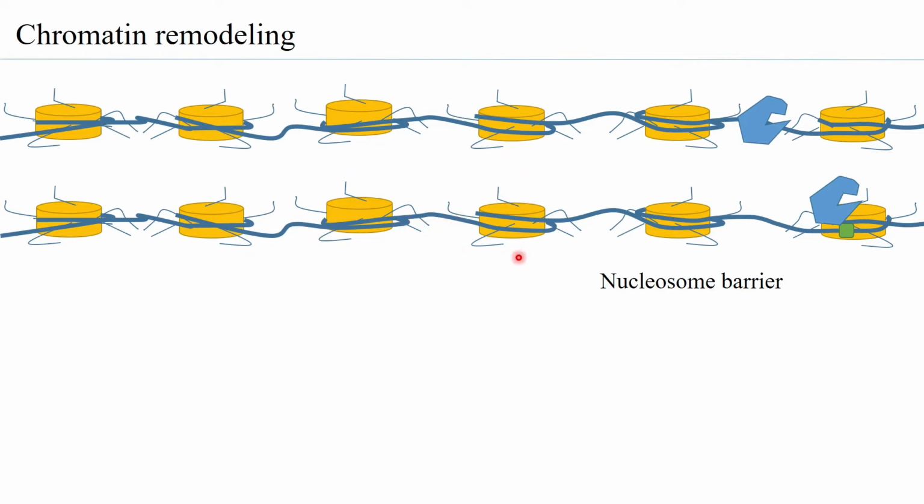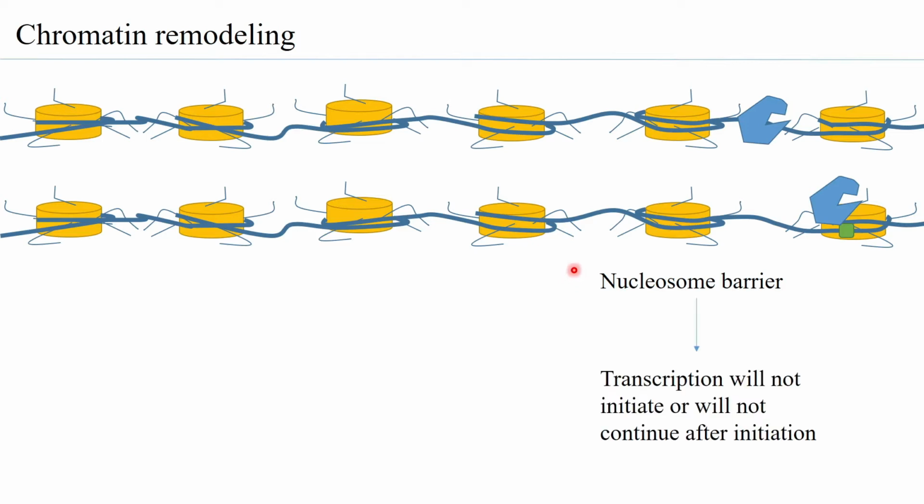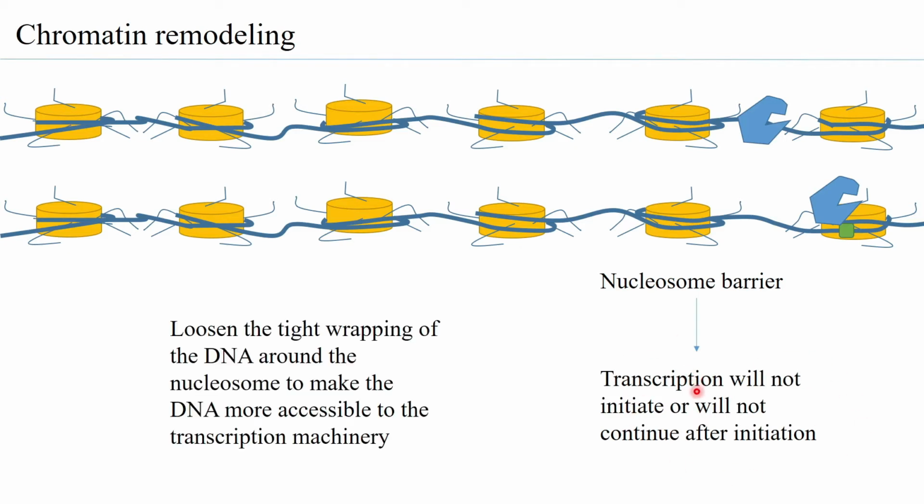The more compact the DNA becomes, the less accessible it becomes to all molecular machineries. So transcription will not initiate. And for this to be taken care of, the main thing that has to be done is to loosen the tight wrapping of the DNA around the nucleosome so that the DNA becomes more accessible to the transcription machinery, or to the replication machinery, or to the DNA repair machinery.